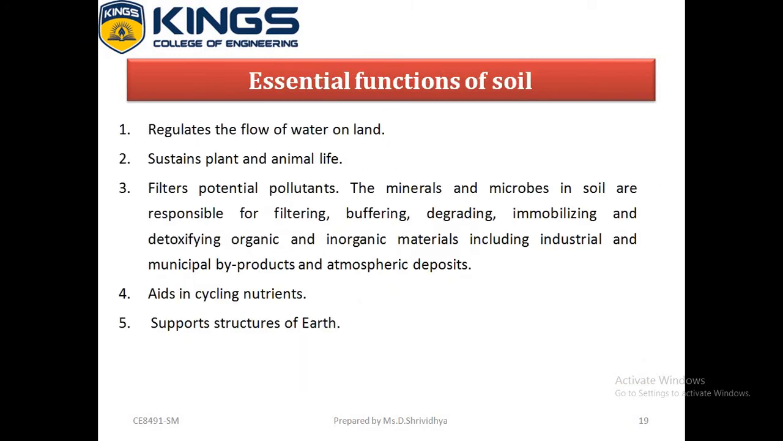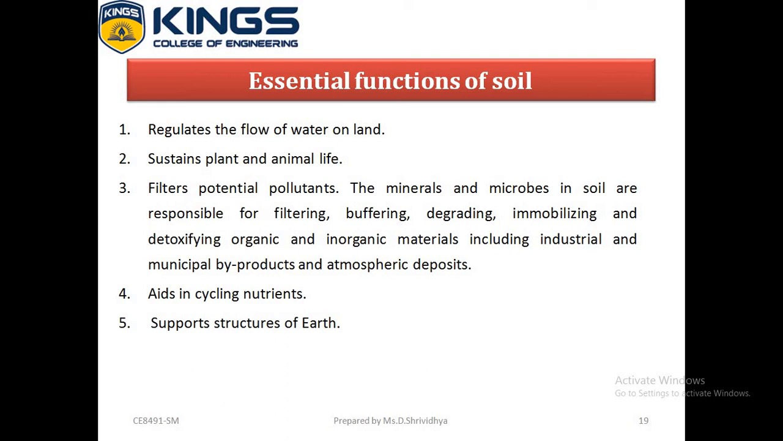Next, let me see the essential functions of the soil. These are the 5 functions of the soil which are most important. The soil regulates the flow of water on land. It sustains plant and animal life.